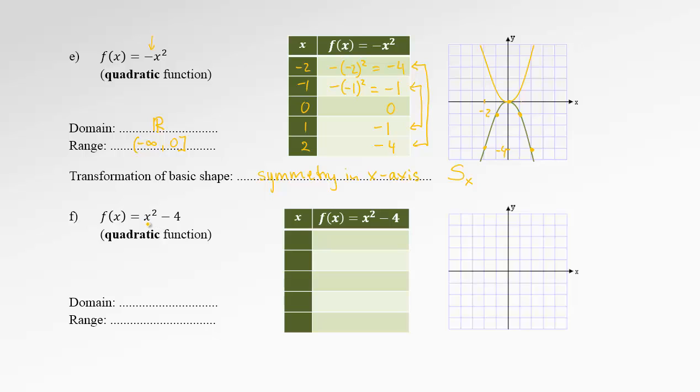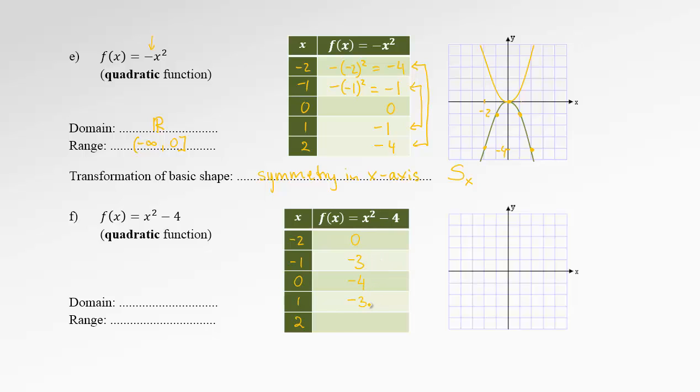Okay, let's try another example. Again, some sort of modification of the basic parabola, x squared, but it is -4. One more time, a quadratic function. Let's choose the same inputs for x: -2, -1, 0, 1, and 2. And then we need to calculate the value of this function. -2 squared is 4, and then -4, that makes it 0. -1 squared is 1, and then -4, it makes it -3. 0 squared is 0, -4 is -4. 1 squared is 1, -4 gives me -3.